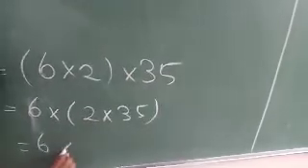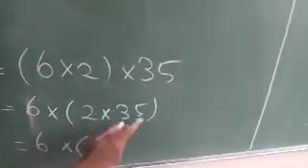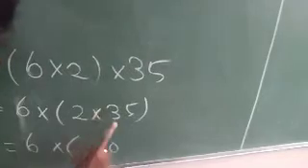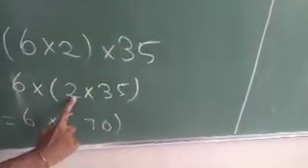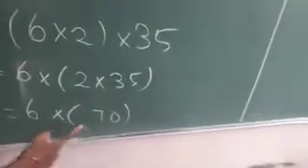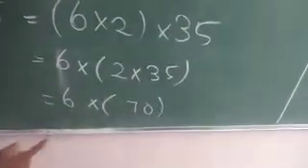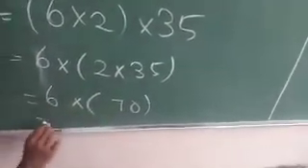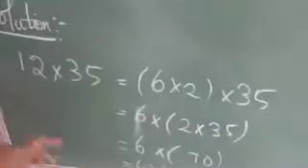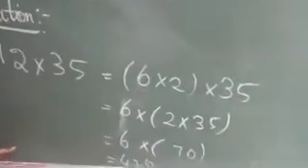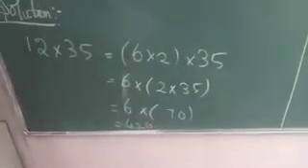So see here, now 2 into 5 is 10, 0, carry 1, 3 2s are 6, 6 plus 1 is 7. So if you multiply 2 and 35, I am getting 70. Now you multiply 6 and 70. 6 7s are how much? 42, and put 0. So I am getting the value as 420. This is easier compared to the normal multiplication.